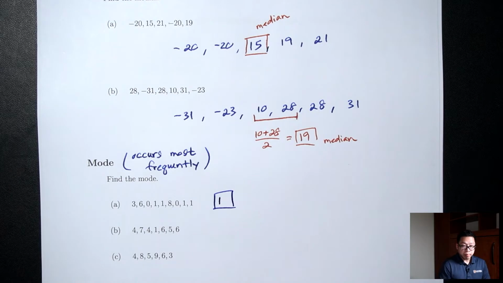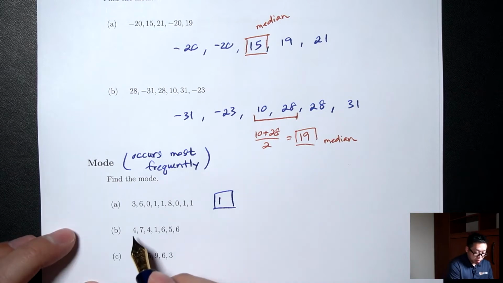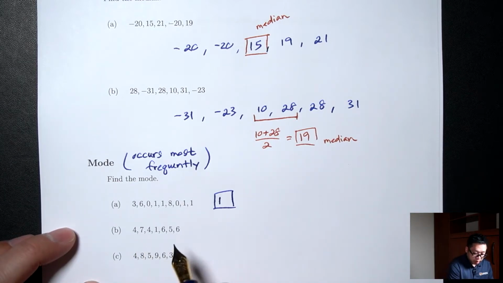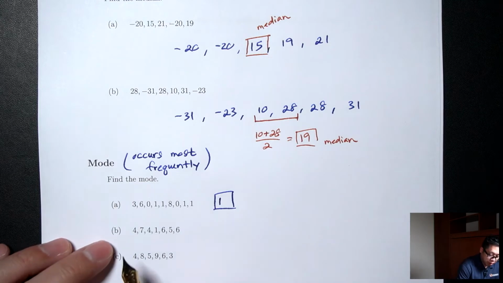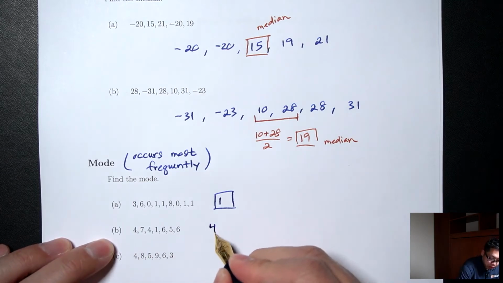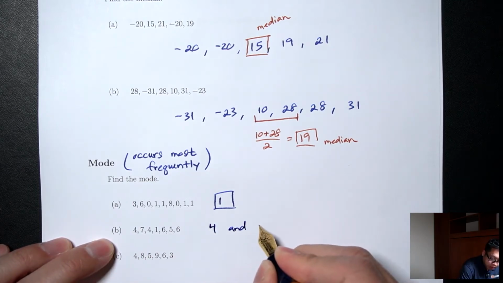Part B, which one occurs most often? Notice that here there's a tie. The 4 occurs 2 times, the 6 occurs 2 times, and then everything else occurred once. So when you have ties like this, both of those numbers are the modes. So here we have 2 modes, 4 and 6.